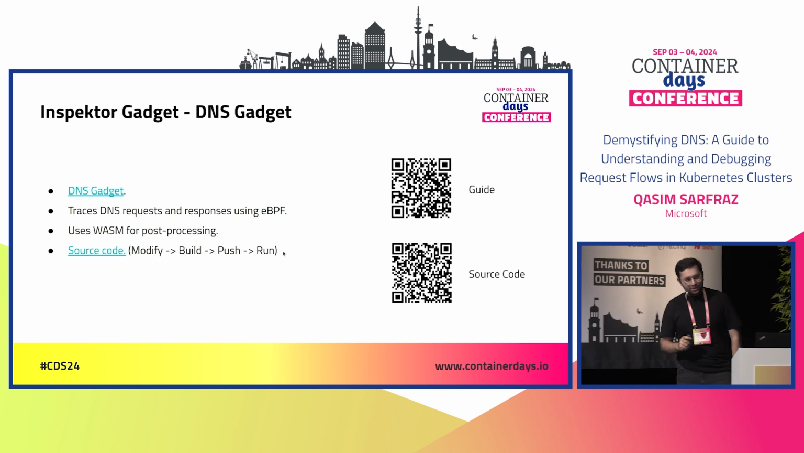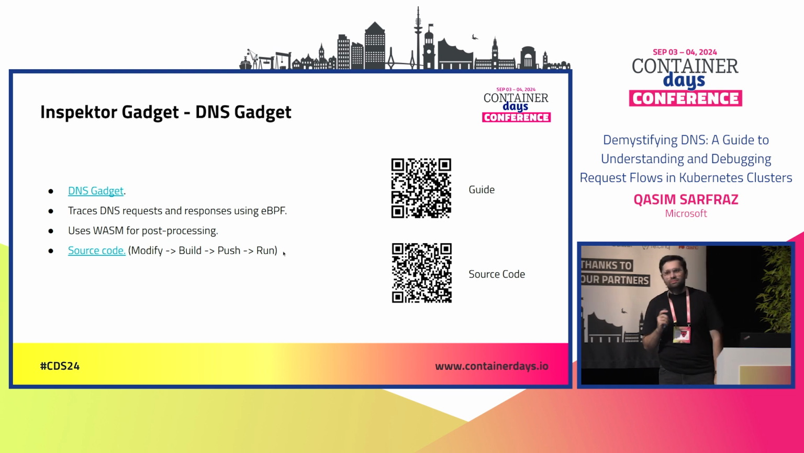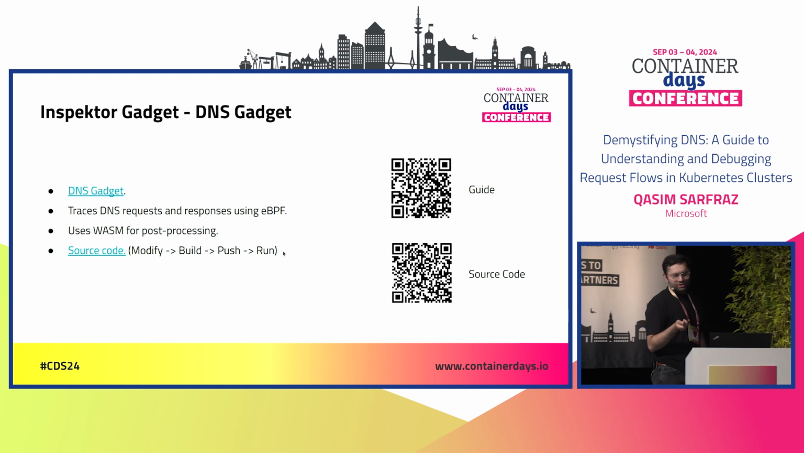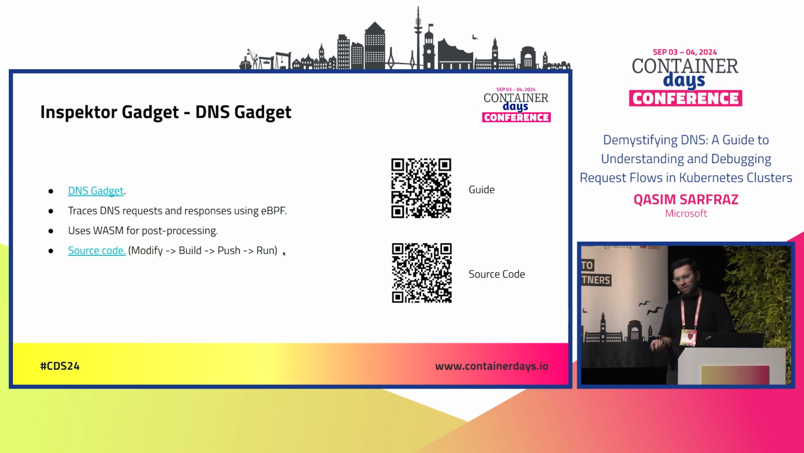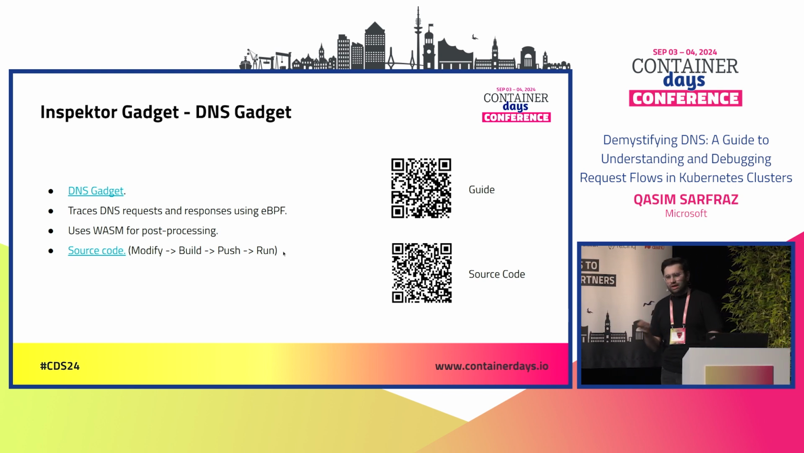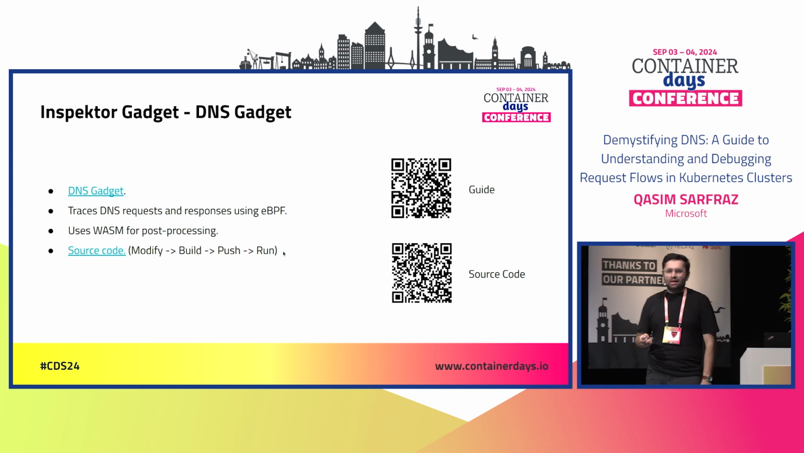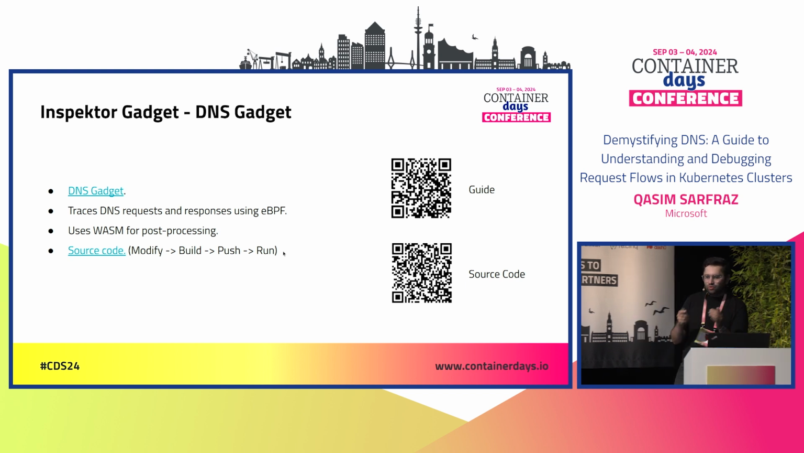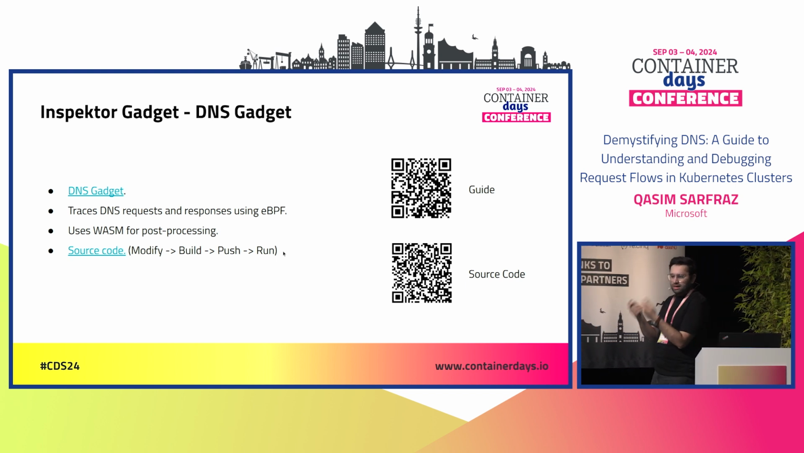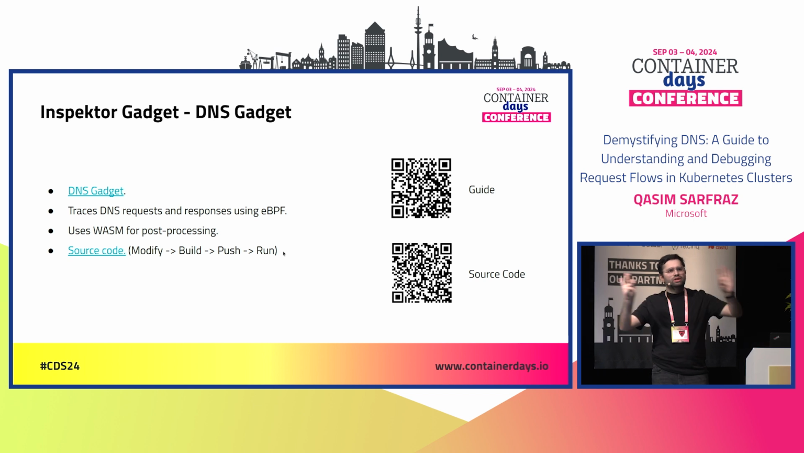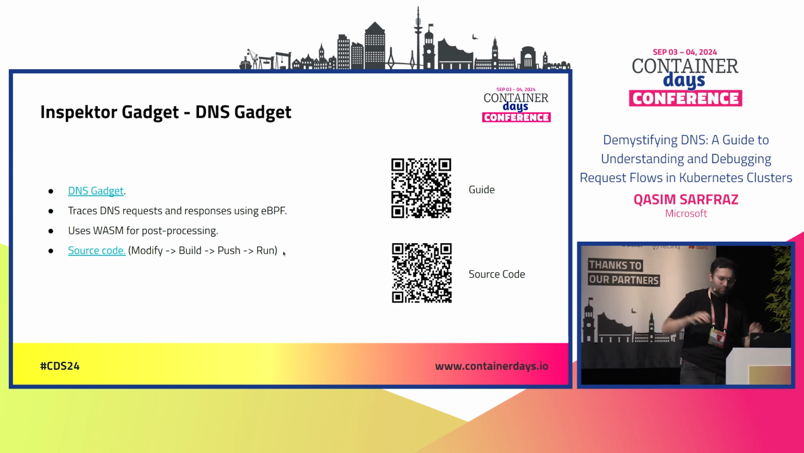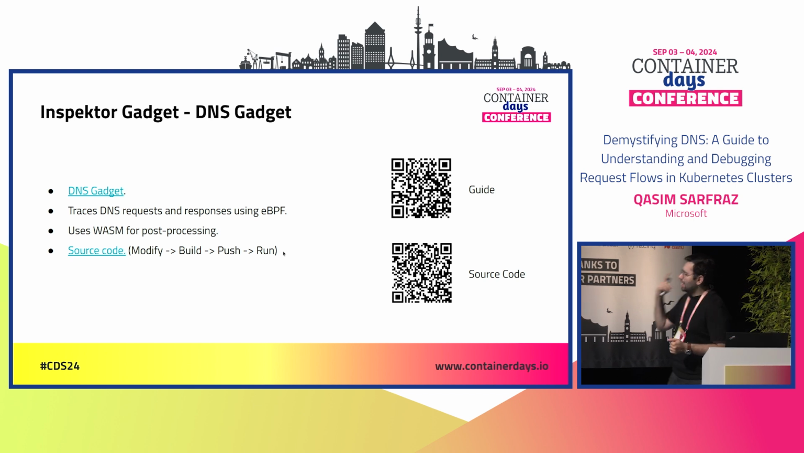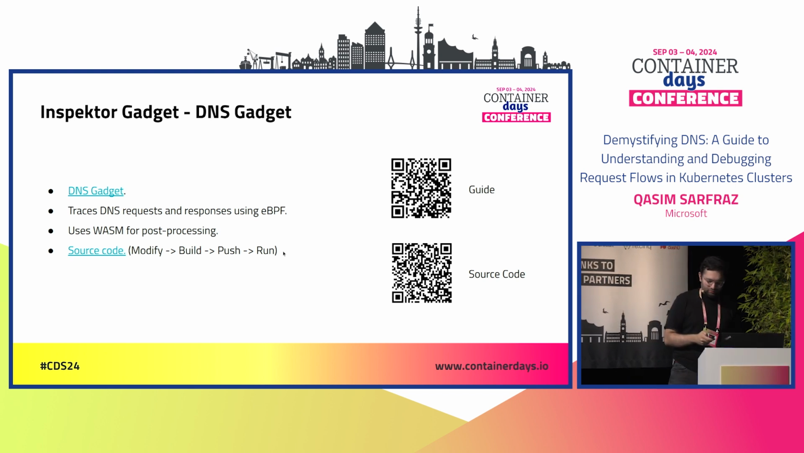For the purpose of this presentation, I'll talk about the Inspektor Gadget DNS gadget. As the name indicates, it traces requests and responses using eBPF. It then post-processes that information using WASM. Like I already mentioned, these gadgets are OCI artifacts, which means you can modify the code, build them, push them, and run them across your entire cluster in a modified and custom way, anything you like. I have the QR code for the guide and source code, just in case you're interested.